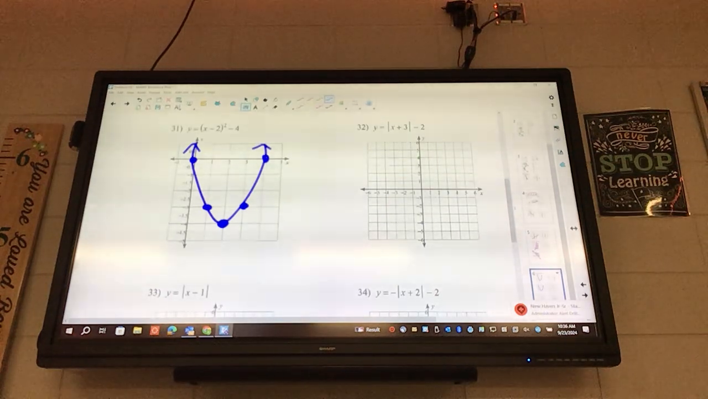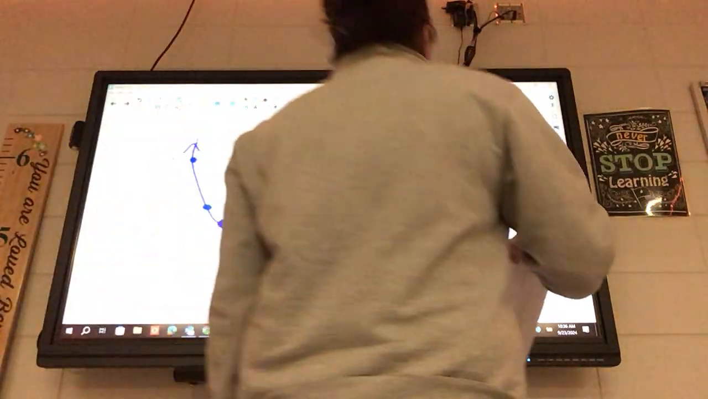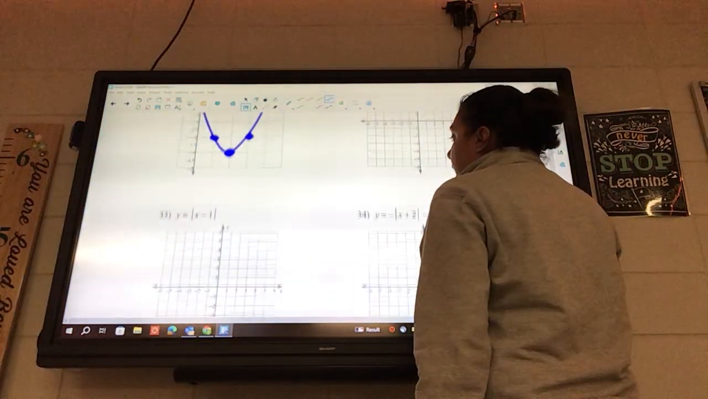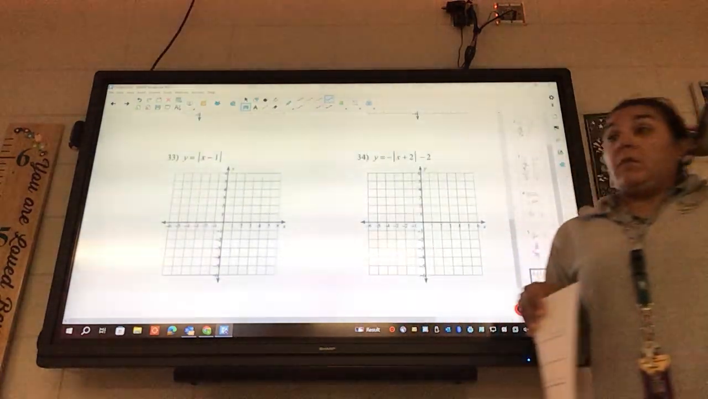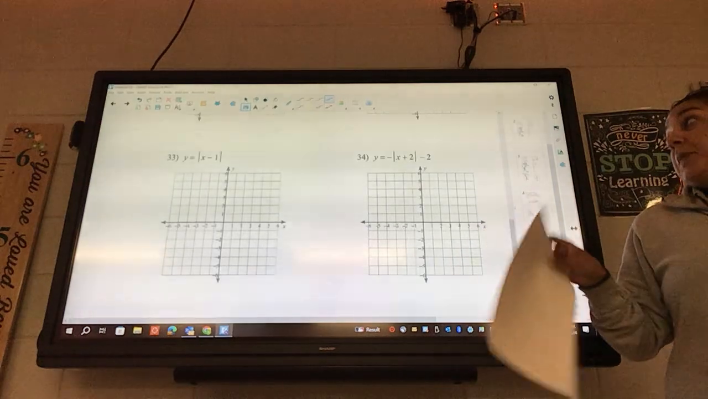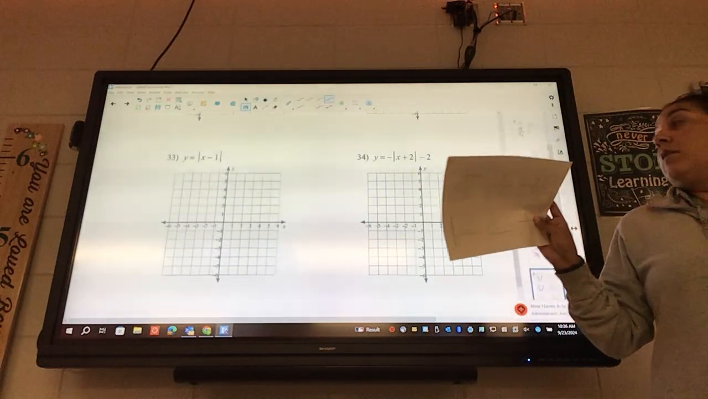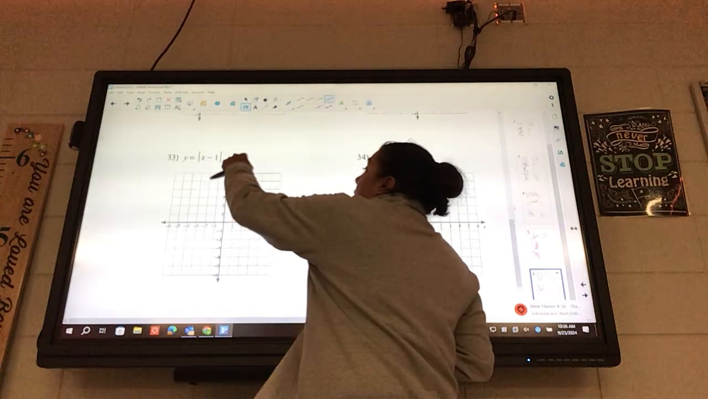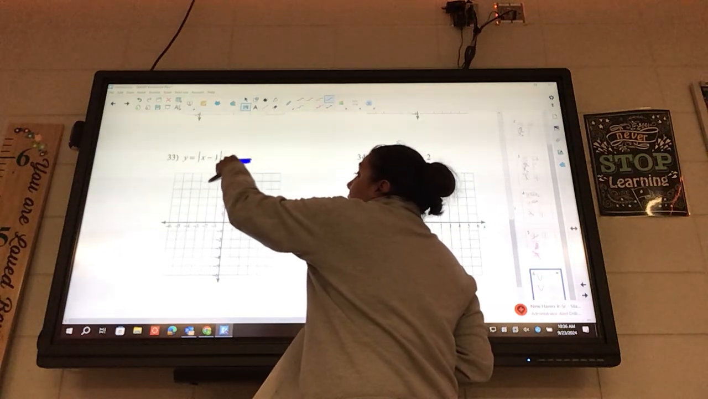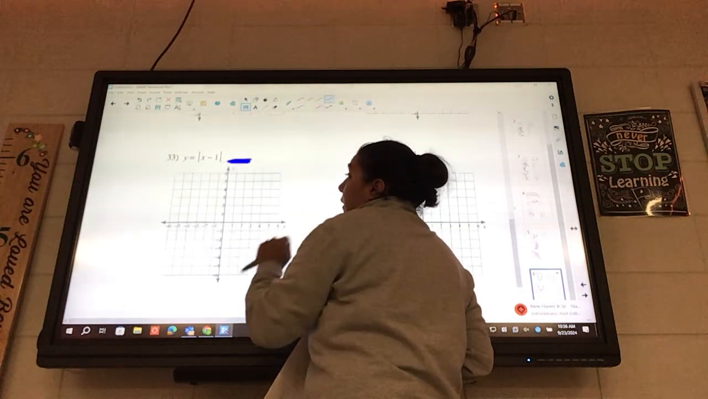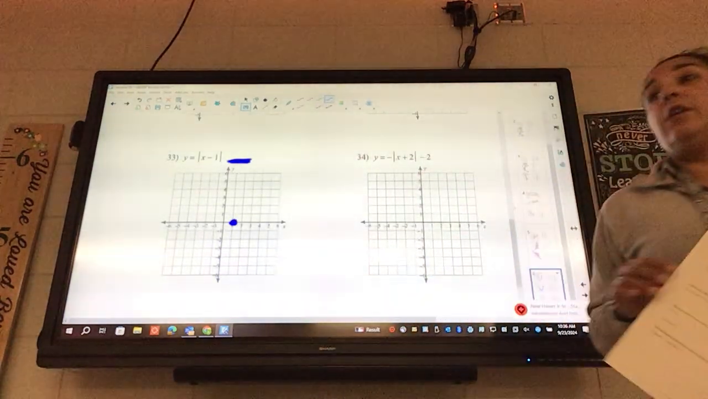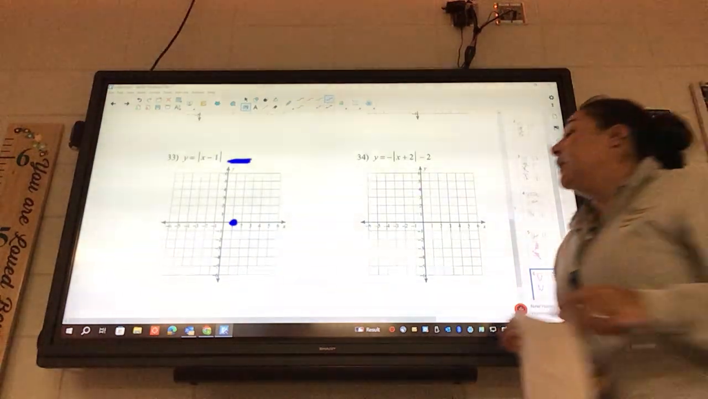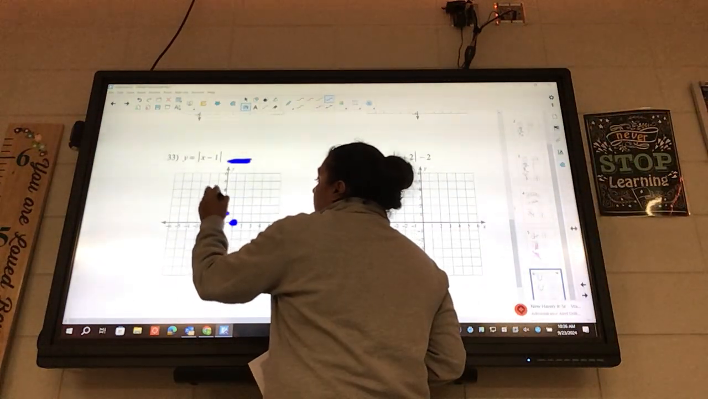Last one, 33. What does that -1 do? It goes to the right one. Why is it right and not down? Because that's your x. You don't have a start for y because y's on the outside. The number that normally is on the outside does up and down, and there isn't one there, so it's just gonna be to the right one. And is this gonna be a V or a U? It's gonna be a V, so we're gonna go up 1 over 1, up 1 over 1.